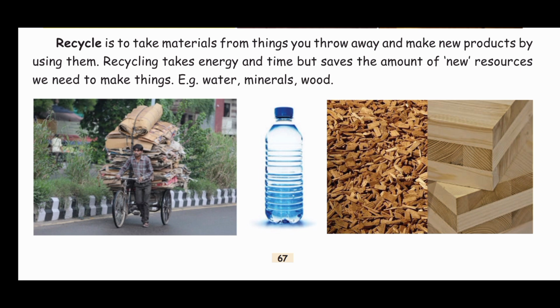See, examples they have given: water, minerals, and wood. So we will take water. How can we reuse the water? The water we use in the sink, you can pour that water to the plants. So in two ways you can save the water: you are washing your vessels as well as gardening. You are planting the plants and growing them, so you get two benefits out of one water you use. So this is saving the water.